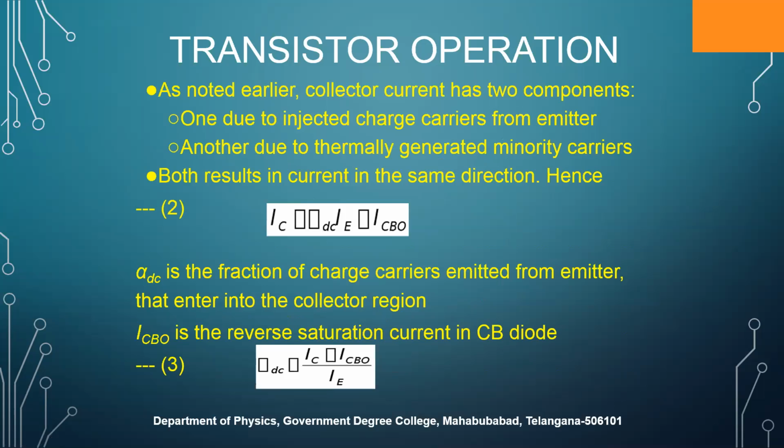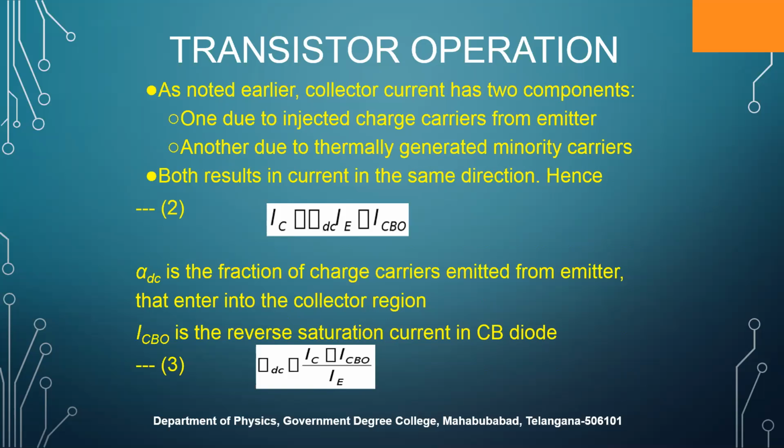As noted earlier, collector current has two components. One due to the injected charge carriers from emitter. Another due to the thermally generated minority carriers. Both result in current in the same direction. Hence, IC is equal to alpha DC into IE plus ICBO, where ICBO is the current due to thermally generated carriers. IE is the current because of injected charge carriers from the emitter.